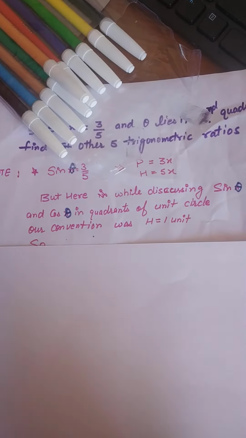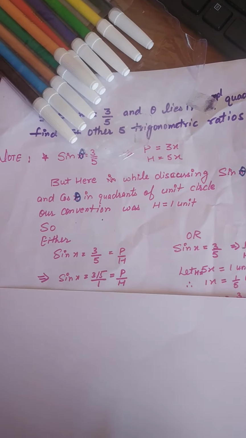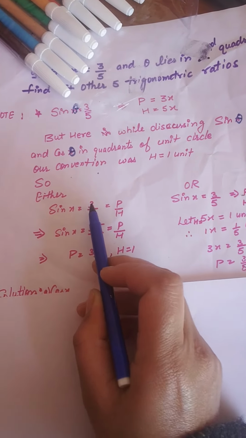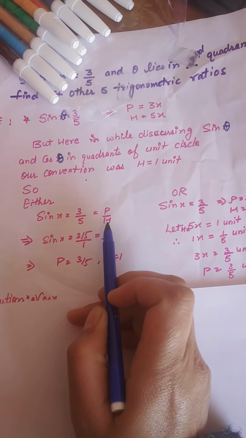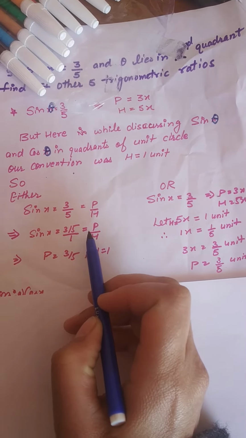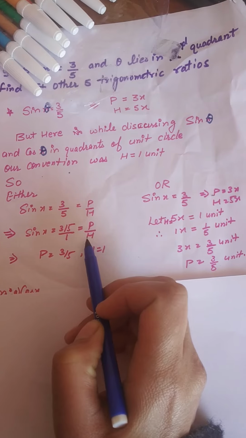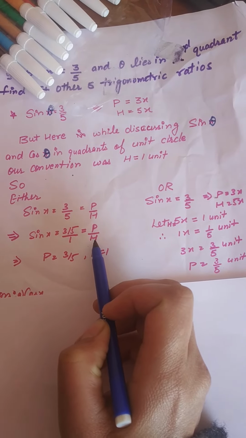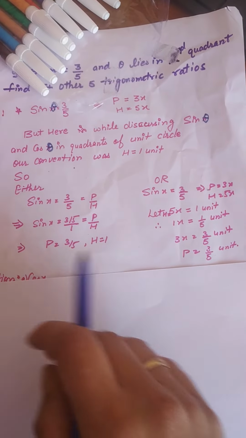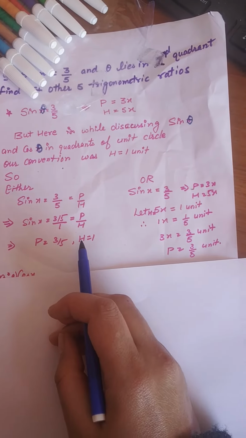Now how should we blend it with our new concept? Because we cannot keep changing the things. So the blending can be done like this. Say sin x equals 3 over 5, which is p upon h as per our old concept, but here I'm writing it as 3 over 5 upon 1, which is equal to p over h. Just blending it so that I can have h equal to 1. So p is this and h is equal to 1.